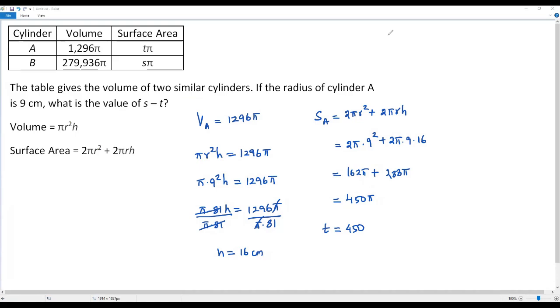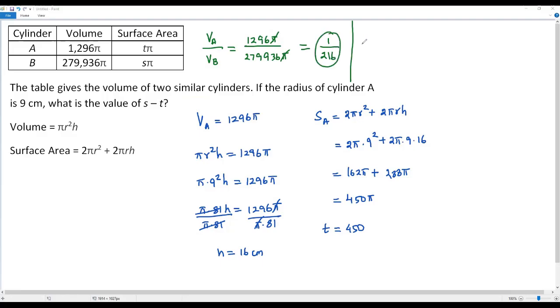Okay, now let's get the ratio of the volumes of two cylinders, that is volume of cylinder A divided by volume of cylinder B. Volume of cylinder A is 1296 pi, and volume of cylinder B is 279,936 pi. Here this pi will cancel out, and we can use Desmos to get the simplified form of this fraction. When I do so, I am getting 1 over 216.